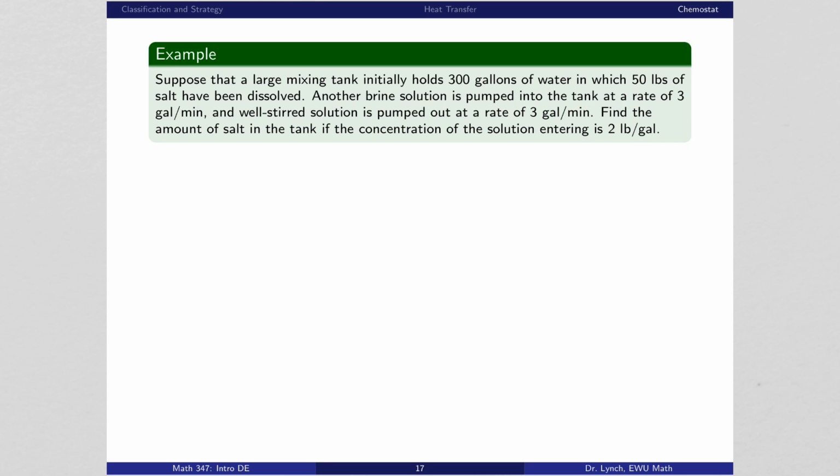So we'll find the amount of salt in the tank if the concentration of the solution entering is 2 pounds per gallon. We can see that the concentration entering, at 2 pounds per gallon, is greater than the initial concentration, which is 1/6 of a pound per gallon. So we'd expect the concentration in the tank to increase over time.